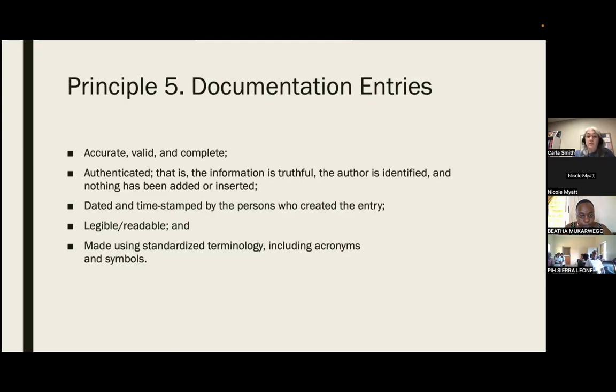Again, it needs to be legible and readable. And we want to use standardized terminology, including approved acronyms and symbols. I know years back in the United States, we used all sorts of medical shorthand, and that can become problematic because the person who might be reading or interpreting the note might not recognize that. So I want you to think about what the process is in your facility and if you have standardized terms and use of those terms, symbols, and acronyms.